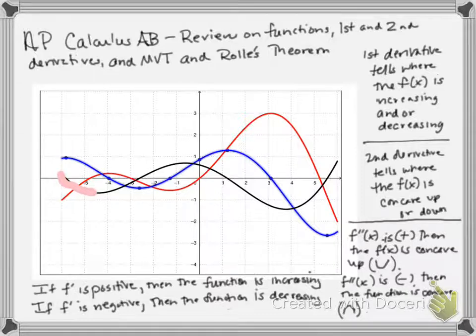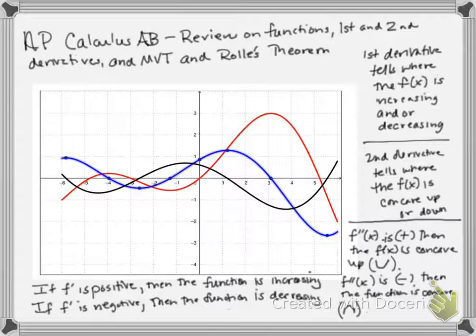So that means that my original function, if I'm decreasing here, that means that my derivative needs to be below the x-axis. And it kind of looks like the red is below, but right in here, the red goes above the x-axis, so this can't be correct. So let's look at the blue graph.